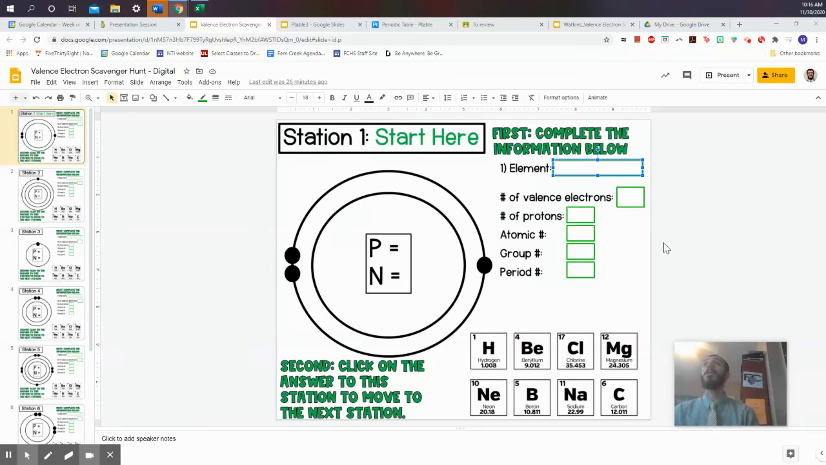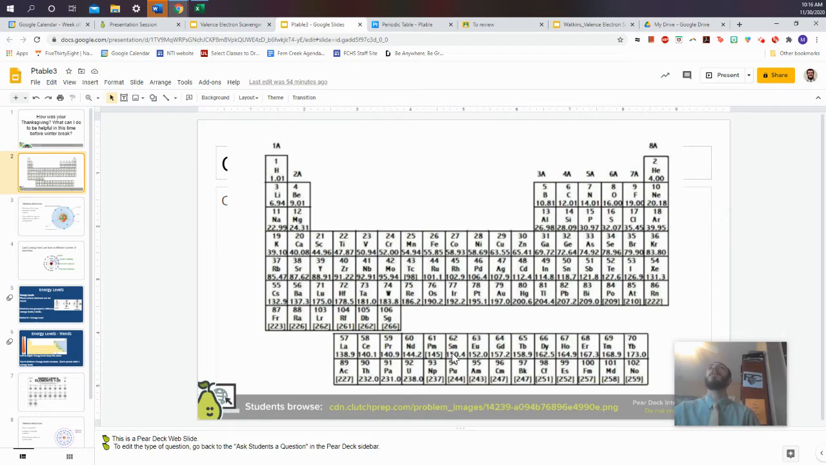So to complete this assignment, you're going to need a periodic table. And I might suggest this periodic table that we use on our in-class slides, because this one has this helpful label of the columns labeled with the number of valence electrons. So 1A, 2A, 3A, 4A, 5A, 6A, 7A, and 8A, which is, again, the number of valence electrons.